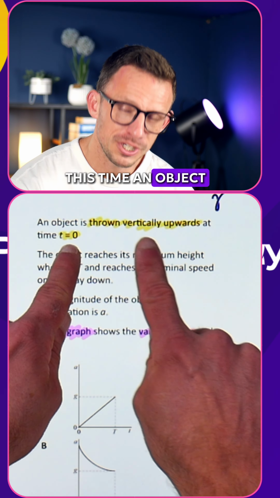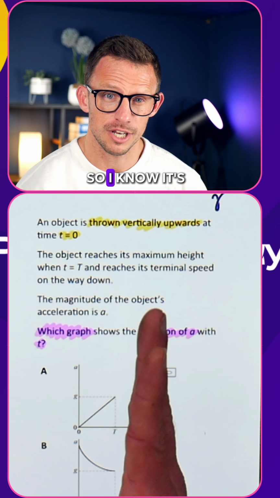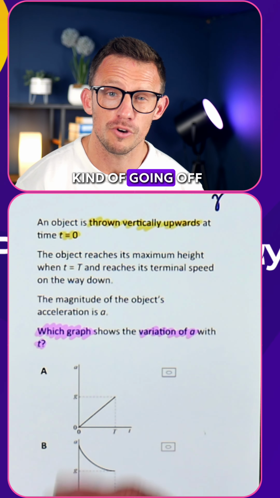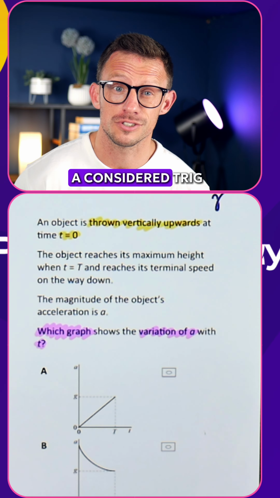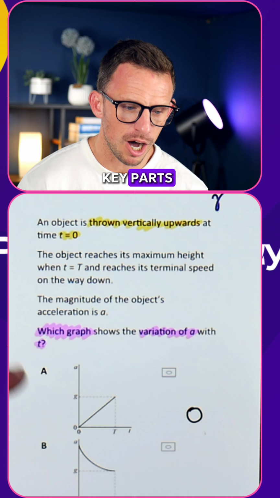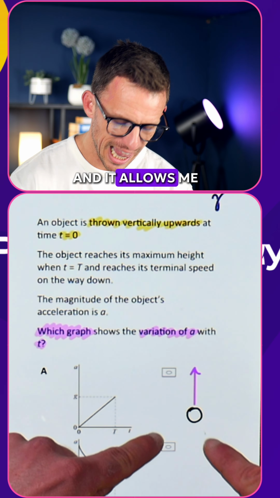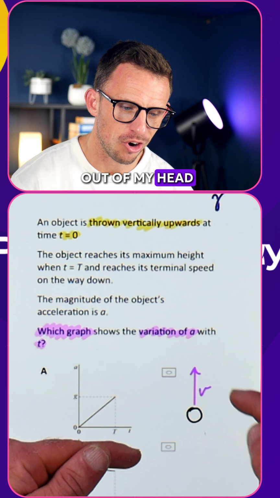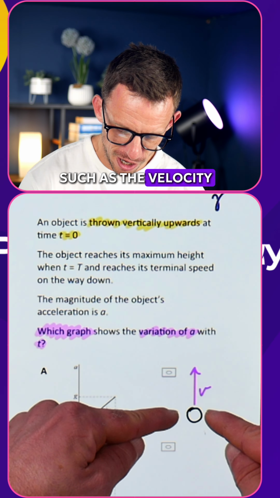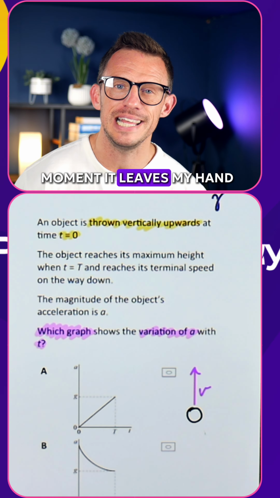This time, an object is thrown vertically upwards. So I know it's going directly up. It's not going to be going off at an angle, and I haven't got to consider the trig. Once I've identified those key parts, I draw a picture, and it allows me to get my ideas out of my head onto a piece of paper, such as the velocity would be maximum the moment it leaves my hand.